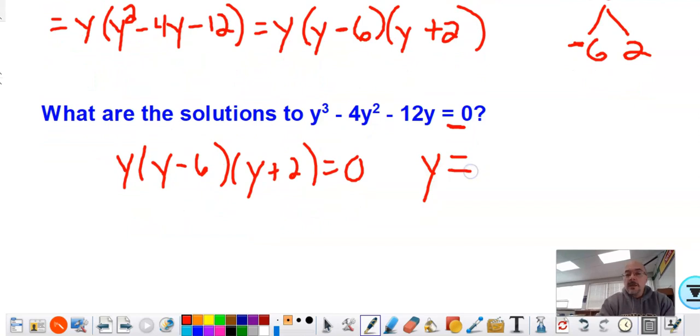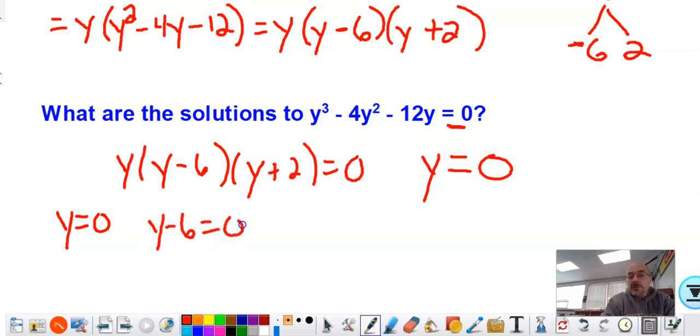The first one, look at the y. Remember the zero product property, folks. If I take and set y equal to 0, okay, well, the answer is 0. That is one of my solutions. If I take the y minus 6 and set it equal to 0, what makes that equal 0? That would be positive 6. So the second solution is positive 6.